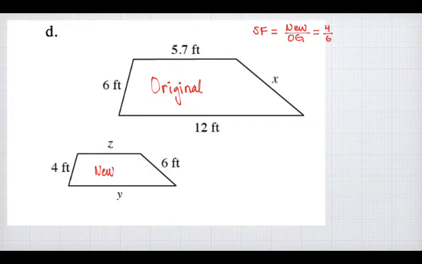And when we're looking for a scale factor, we want this reduced to its lowest terms. So this is going to turn into 2 over 3. And there's our scale factor. This is what we're going to be working with. That scale factor is going to help us find this side, x, this side, y, and this side, z. And all we got to do is follow a very simple formula: original times scale factor equals new.